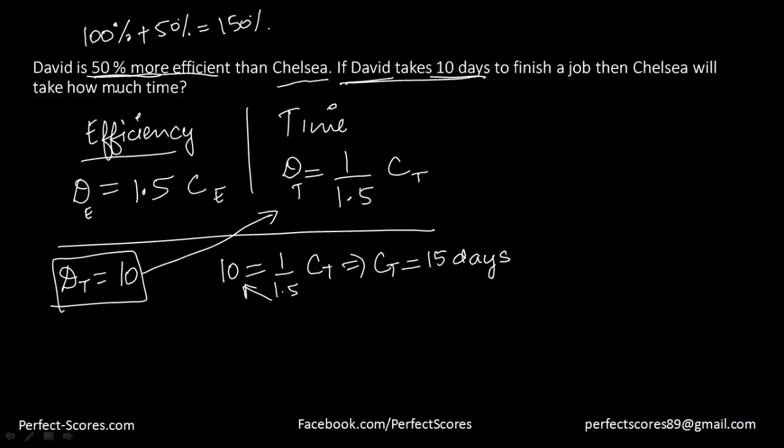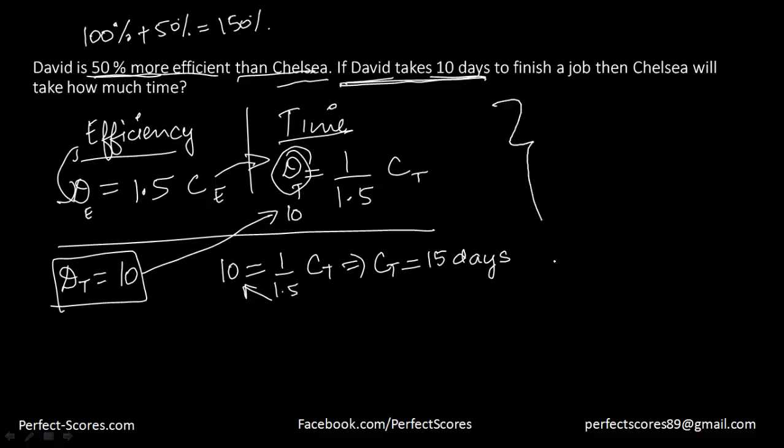The question says that David is 50% more efficient than Chelsea. That means in terms of efficiency, the equation of David and Chelsea would be David is equal to 1.5 into Chelsea. However, in terms of time taken, this would inverse. So when this inverses, the time taken by David would be 1 by 1.5 of the time taken by Chelsea. The question says that the time taken by David is 10 days. So this over here comes down to be 10. That means the time taken by Chelsea is equal to 15.